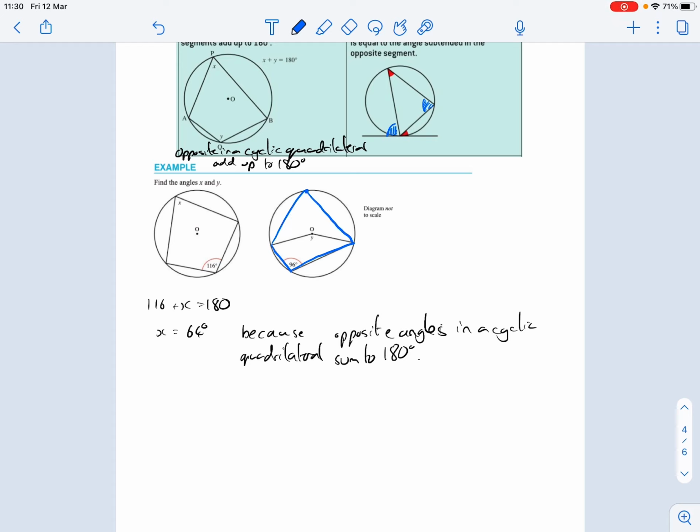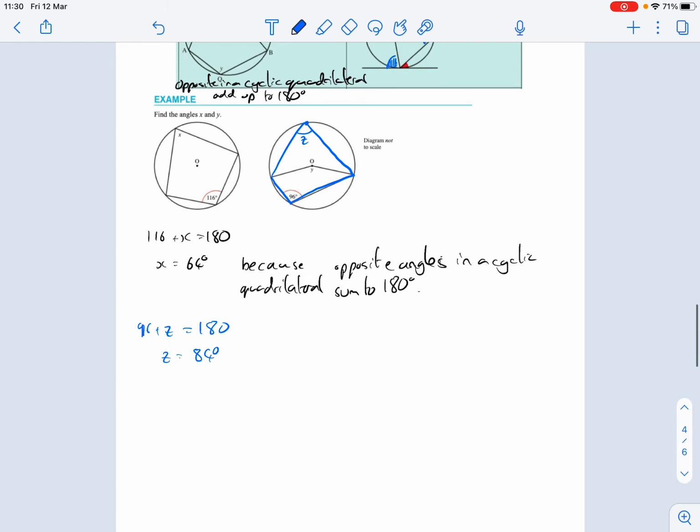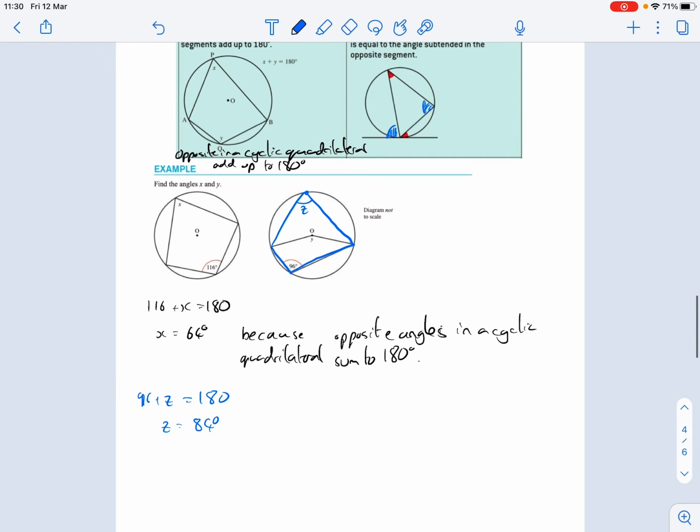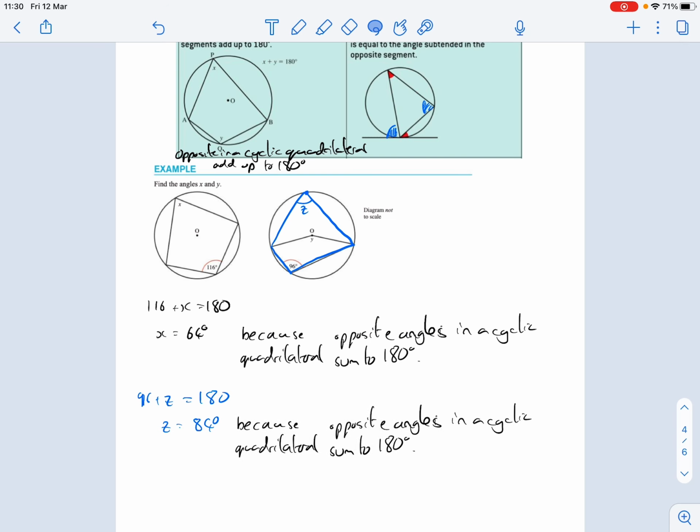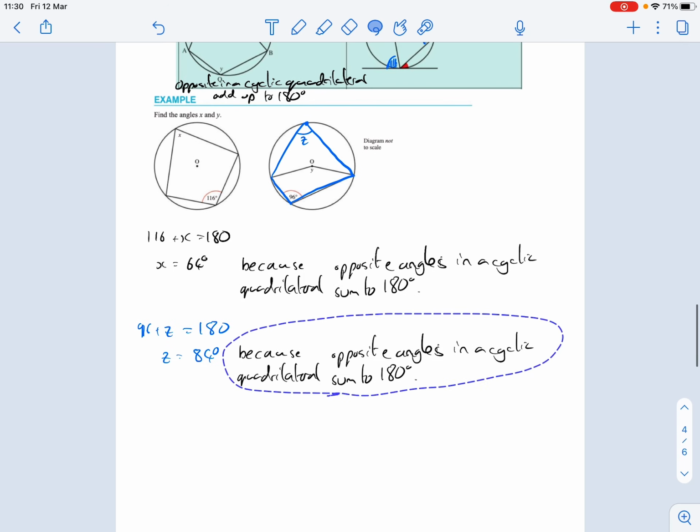Now I could find out this angle. I'm going to call it, well, we've used x already, so I'm going to call it z. I'm going to say 96 plus z equals 180. So z equals 84 degrees for exactly the same reason that we had before. I'm just going to copy it, but you could write it out, because opposite angles in a cyclic quadrilateral sum to 180. So how does that help us?